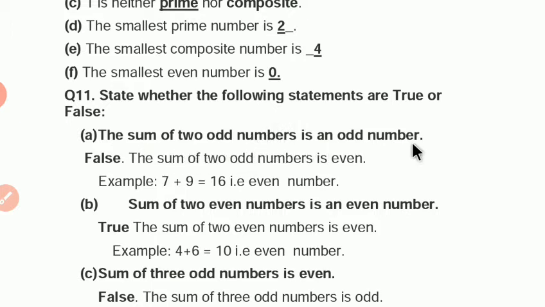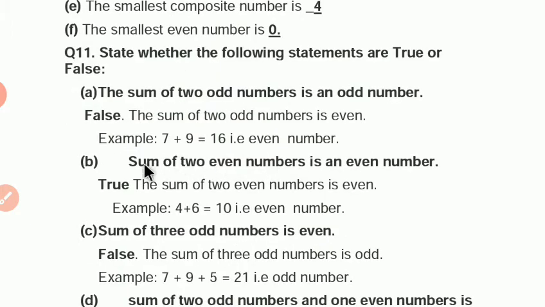The sum of two odd numbers is an odd number. We can check by using some examples only. So let us take two odd numbers, 7 and 9. Add this, we get the answer as 16. But 16 is an even number. So the statement is false. The sum of two odd numbers is even, it is not an odd number.